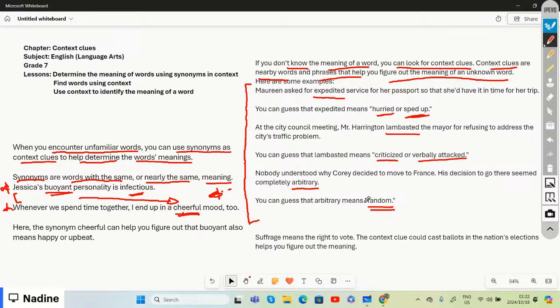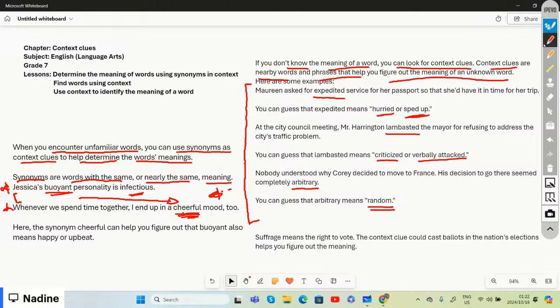especially here where we said Jessica's buoyant personality is infectious. Whenever we spend time together, I end up in a cheerful mood too. That is already a context clue on its own that gives us an idea of what buoyant means. It gives us a synonym of buoyant. Context clues are nearby words and phrases that will help you to figure out the meaning of a word that is so unfamiliar that you maybe feel like you haven't seen it before.